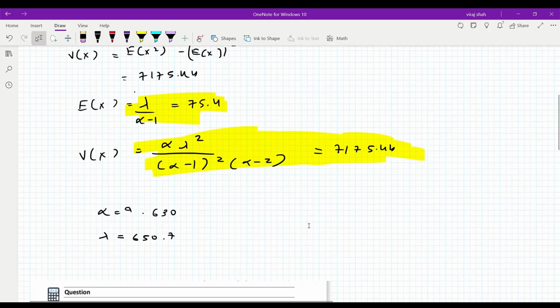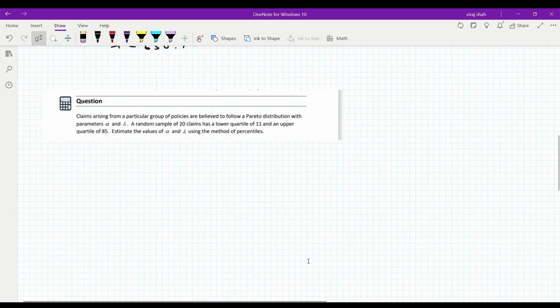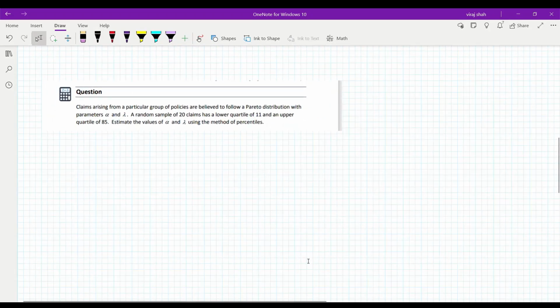Okay, let's move on to the second sum now. Similarly, a group of policy came from a Pareto distribution, a random sample of 20. The lower quartile is 11 and the upper quartile is 85. We have to do this with respect to the method of percentiles.